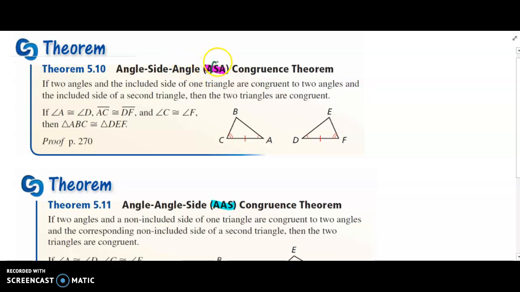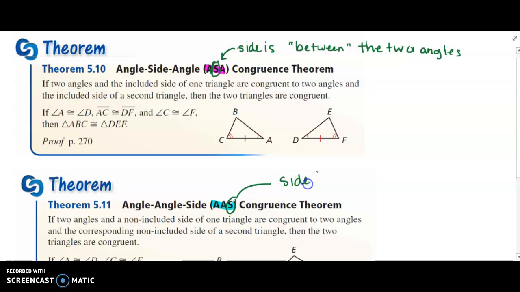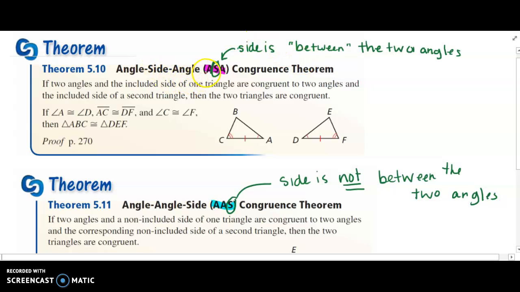Note that the difference here is on the angle-side-angle, the side is, I'm going to put between the two angles. Okay, and then down here, angle, angle, side. So notice the side is not between the two angles. All right, so angle, side, angle.